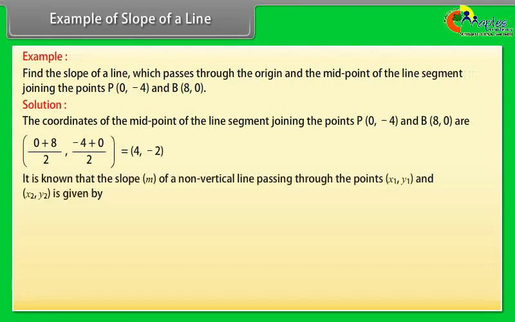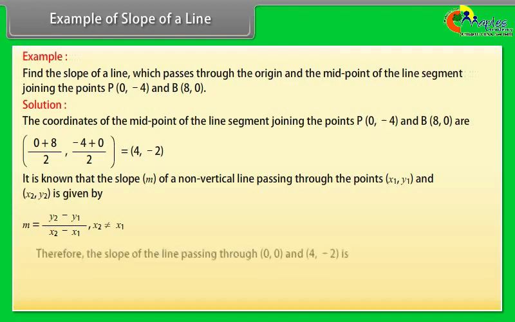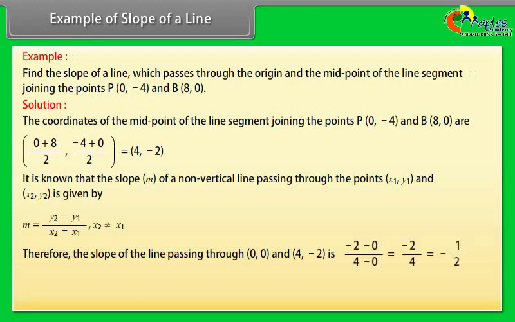It is known that the slope, that is m, of a non-vertical line passing through the points (x1, y1) and (x2, y2) is given by m is equal to (y2 minus y1) by (x2 minus x1), x2 is not equal to x1. Therefore, the slope of the line passing through (0, 0) and (4, -2) is (-2 minus 0) by (4 minus 0) is equal to -2 by 4 is equal to -1 by 2. Hence, the required slope of the line is -1 by 2.